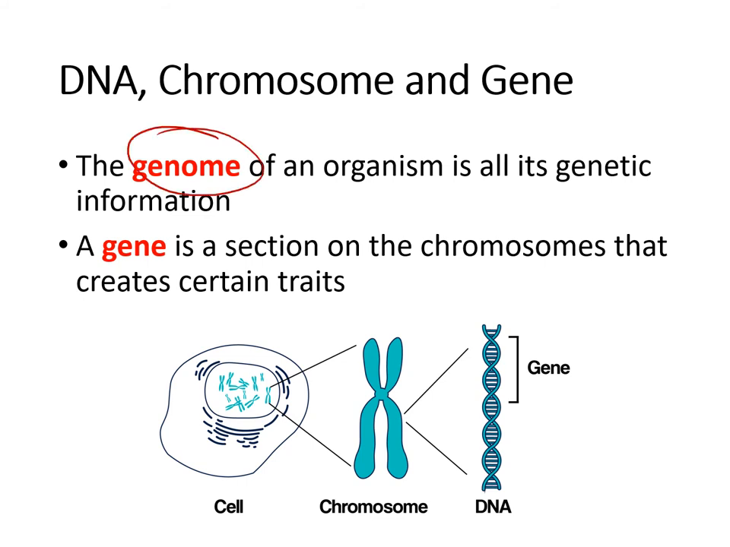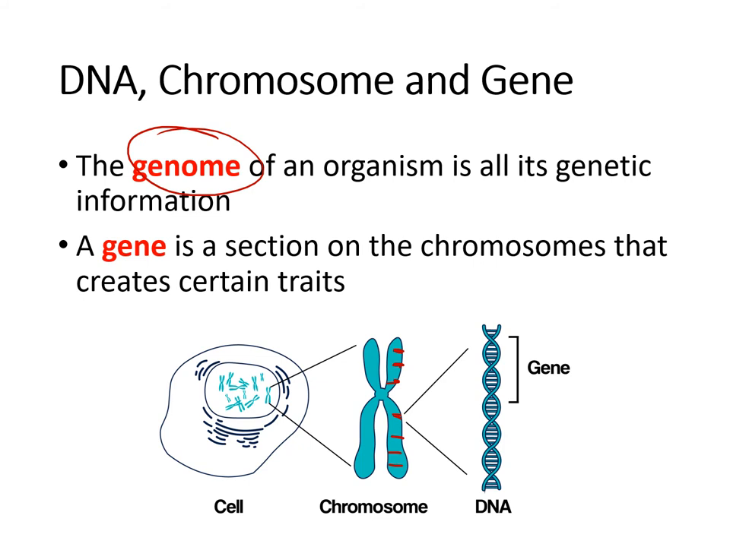The genome of an organism is all of its genetic information. So all 23 pairs of chromosomes, all 46 chromosomes considered together, would be the genome of the person. If you take one chromosome, on the chromosome there are multiple genes. So there might be a gene here, a gene here, a gene here, gene, gene, gene, gene. There are thousands and thousands of genes present on each chromosome.